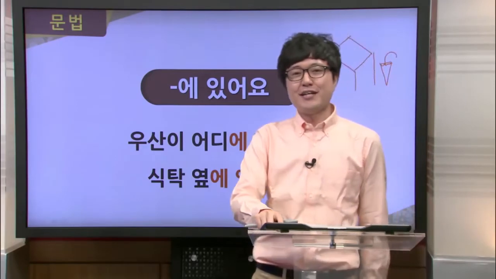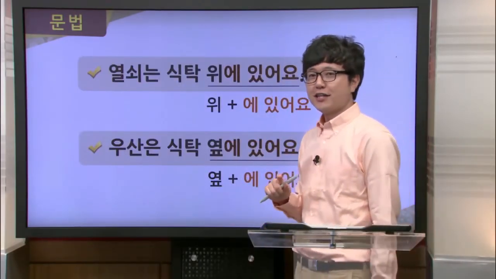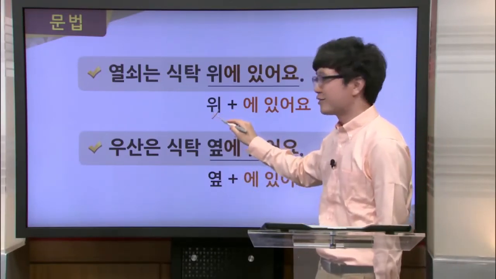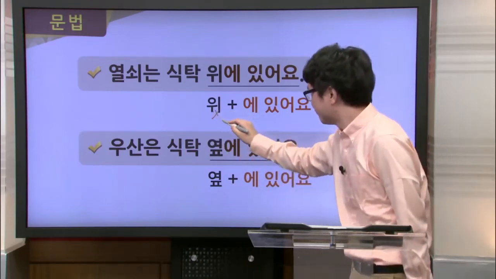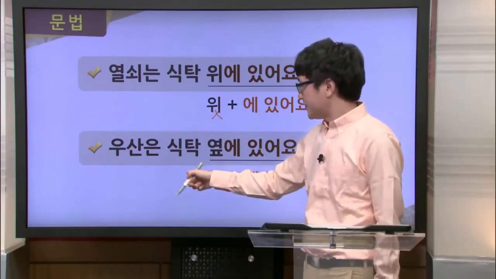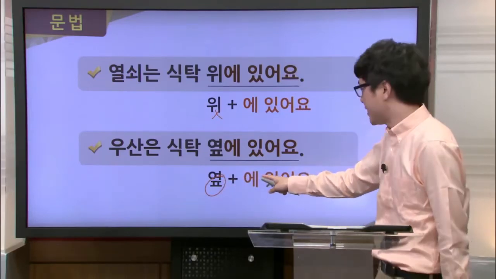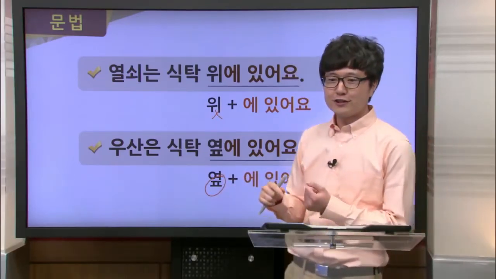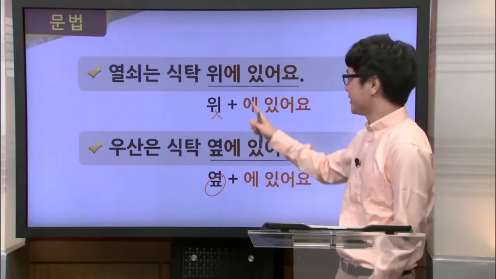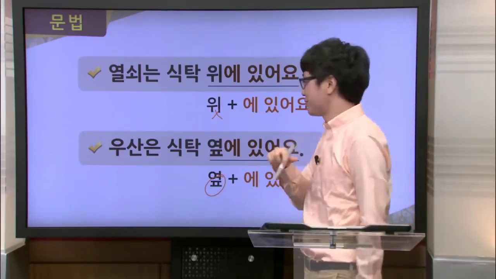Okay, good job. Now, if we take a closer look at this grammar, you can notice in the first case here, we end in a vowel, so there is no consonant here. And we use it attached directly to the 에 있어요. And we can see in the second case, we have a consonant, but we still use the same 에 있어요. So, in other words, regardless of whether the noun preceding it ends in a vowel or consonant, the same 에 있어요 is used. So please go ahead and repeat after me.